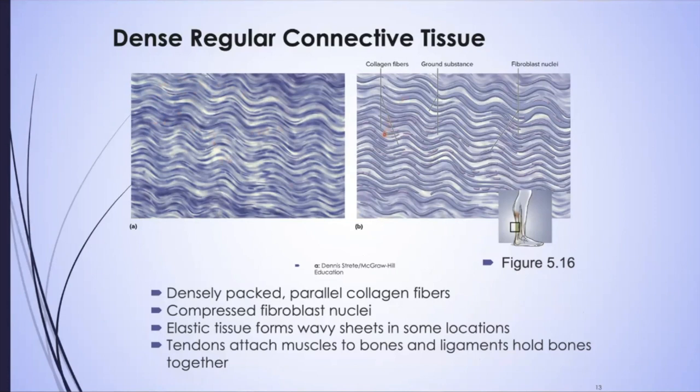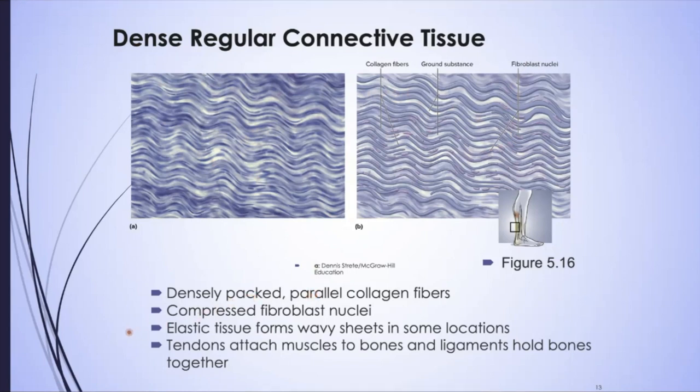They are collagenous fibers, so they're collagen fibers. The ground substance is less. There's not that much ground substance laid in between the fibers. And you can see you do have some fibroblasts. You can see fibroblast nuclei in this view right here. So your dense regular connective tissue is going to have parallel collagen fibers and is densely packed.